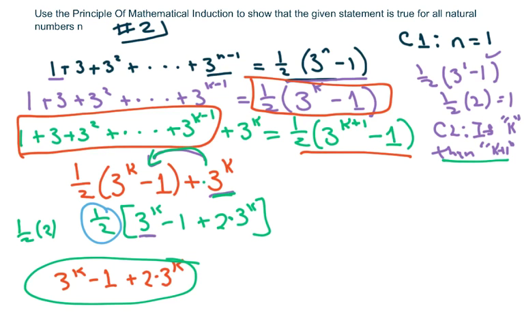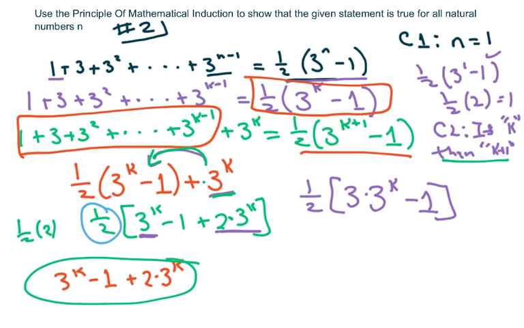Now, from here, you're going to count how many 3 to the k's you have. We have 1 3 to the k here, and we have 2 of them here. So that's a total of 3 of them. So we have 1/2 times 3 times 3 to the little k minus the big 1. There were 2 here and there was 1 here.